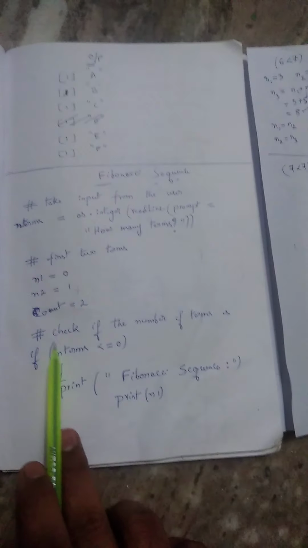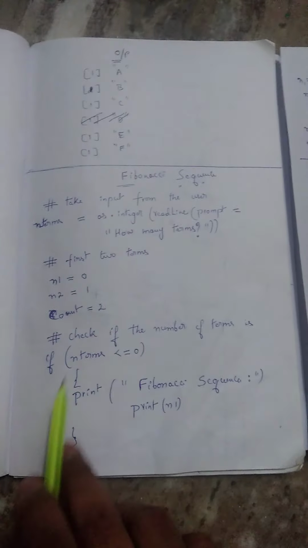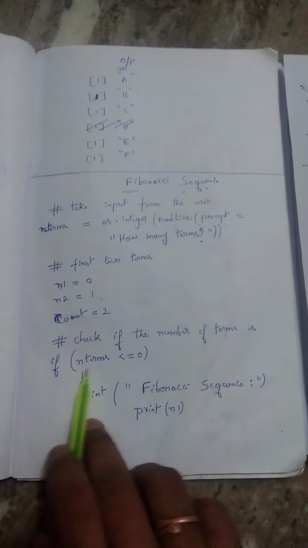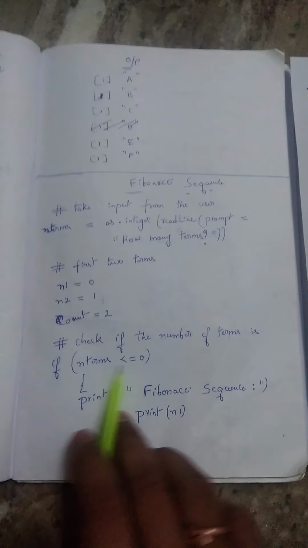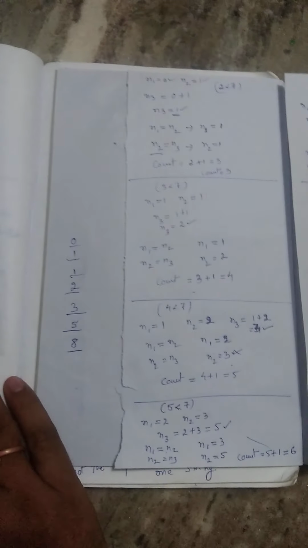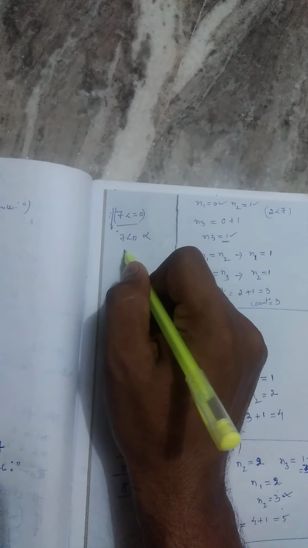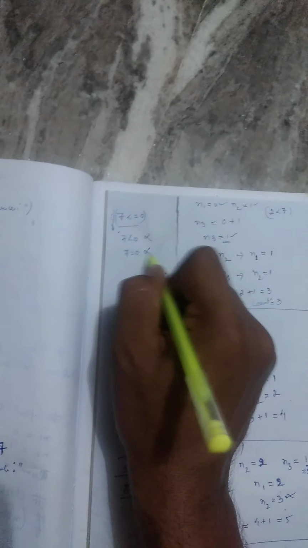I am checking the condition: if the number of terms, suppose for the nth term I give 7, is less than or equal to 0. That means 7 is less than or equal to 0 in the if condition. Split this condition: 7 is less than 0, false, and 7 is equal to 0, false.